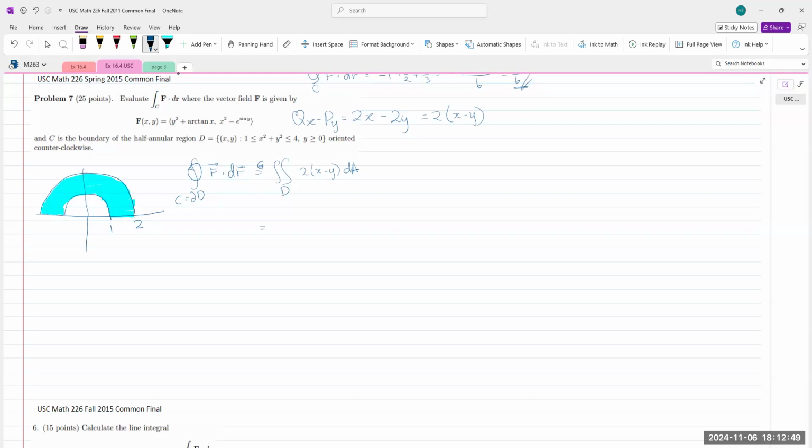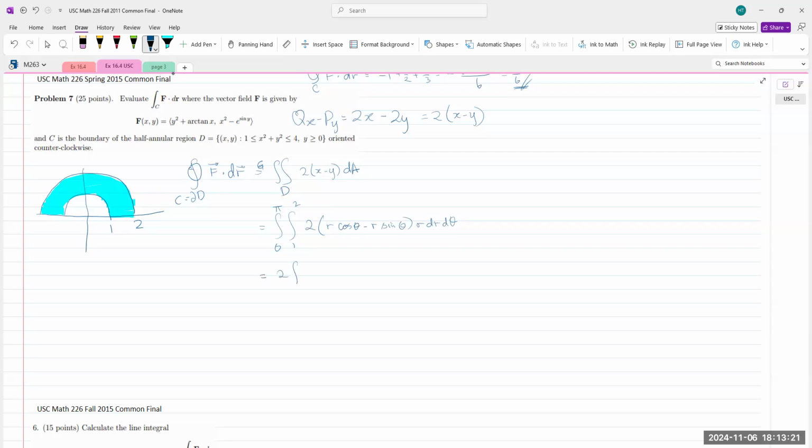Which, if we integrate that in polar, that's the integral from 0 to 2 pi. I'm sorry, not 2 pi, it's from 0 to pi, not 0 to 2 pi. 0 to pi, and the radius will be from 1 to 2. 2 times r cosine theta minus r sine theta, and then r dr d theta. The domain is a rectangle and the integrand is separable.